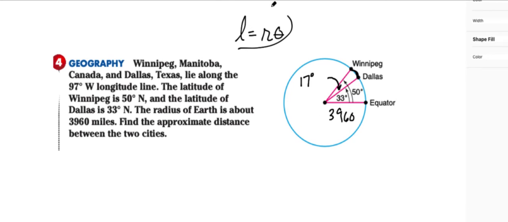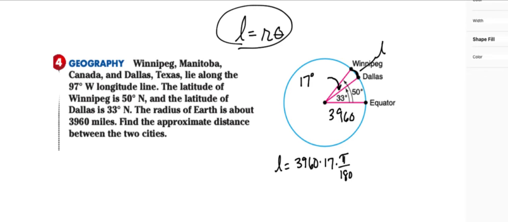And so what we're going to do is just use this to find this L, this distance here between Winnipeg and Dallas. We are going to take that value L, which we're looking for, and multiply it by the radius, which is 3,960 miles, times theta, which is not 17, but it is 17 degrees turned into radians. So we're going to write 17 times pi over, and not 360, I keep doing that, by the way, over 180 degrees. Remember, pi is equal to 180. 2 pi is equal to 360.